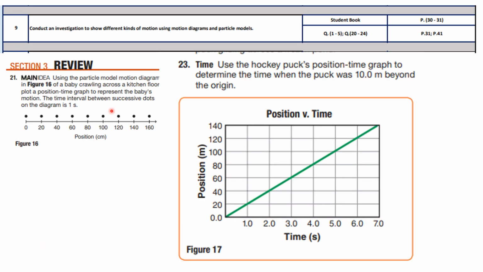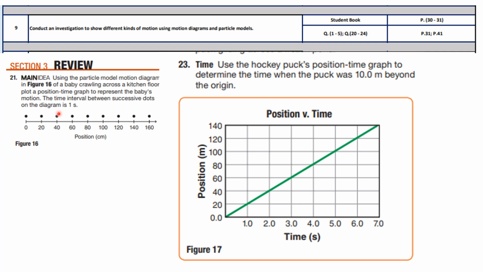Here is another example from point number 9. Conduct an investigation to show different kinds of motion using a motion diagram and particle models. So here is a good example. Using the particle model motion diagram in figure 16, of a baby crawling across a kitchen floor, plot a position time graph to represent the baby's motion. The time interval between the successive dots on the diagram is 1 second.